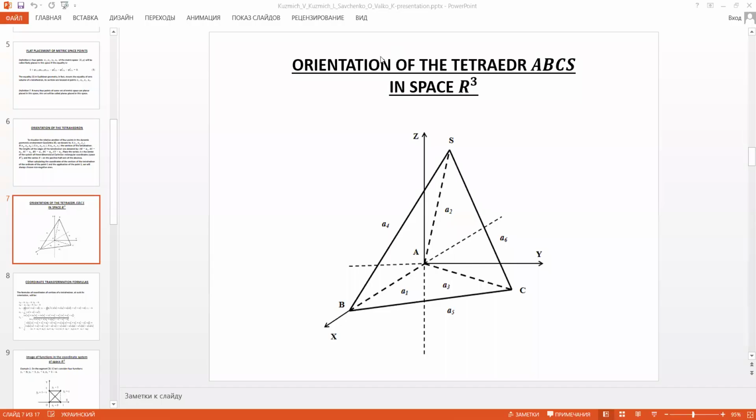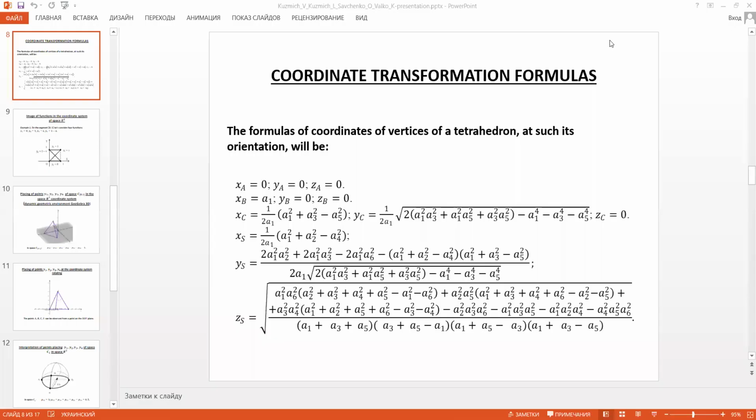Thus, the oriented tetrahedron is presented on this slide. Since in GeoGebra 3D it is possible to construct a tetrahedron only by the coordinates of its vertices, the authors used the formulas for calculating the coordinates. These formulas are present in this slide.